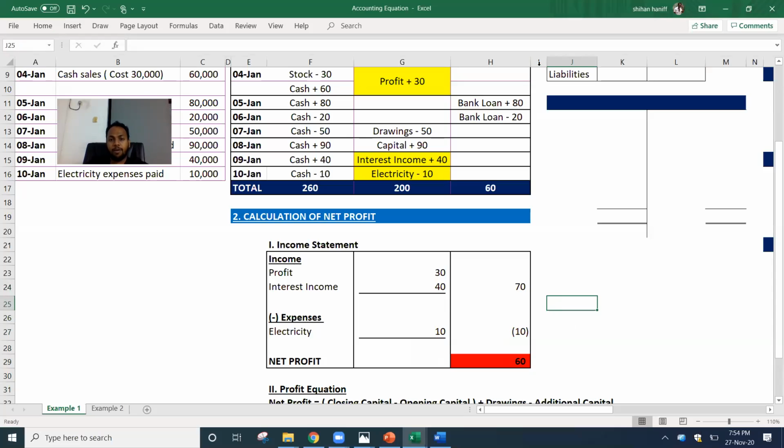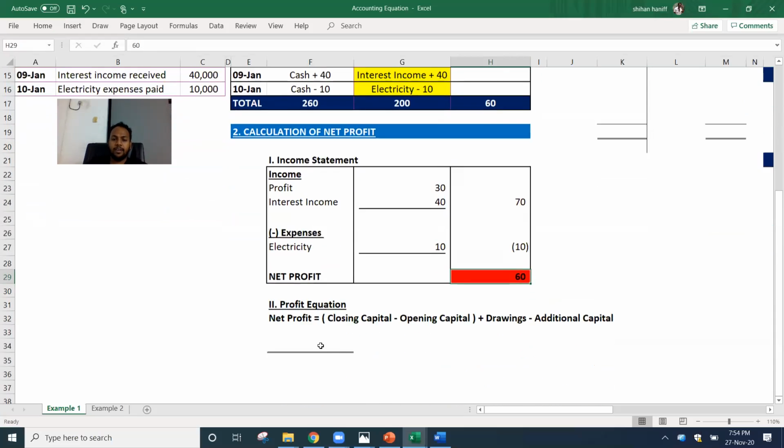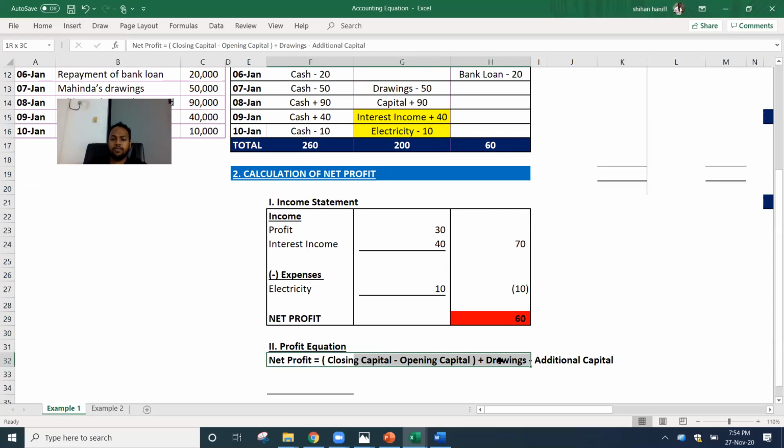And that's one method. Income statement is one method. Income minus expense is one method. And there is another method, right? Net profit equals closing capital minus opening capital plus drawings minus additional capital, right? I will explain all this later, right? Now just note this equation.